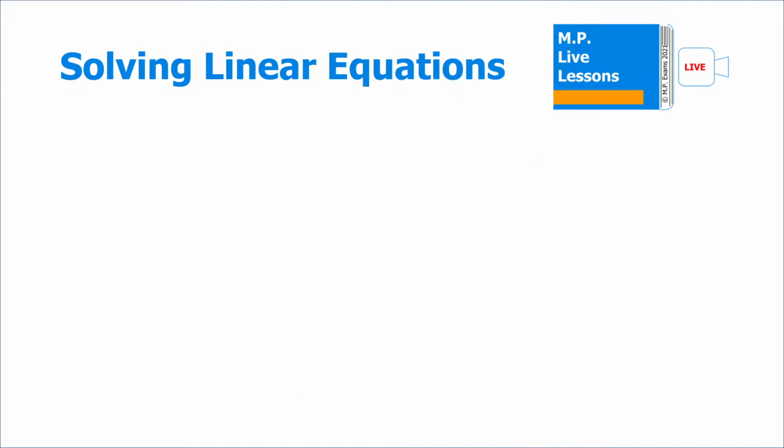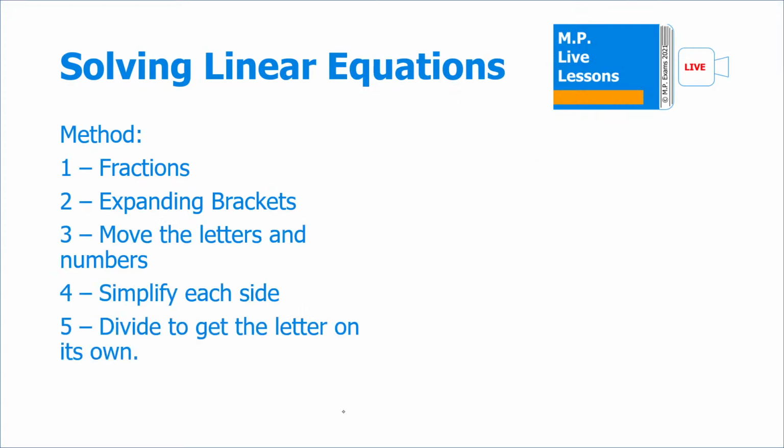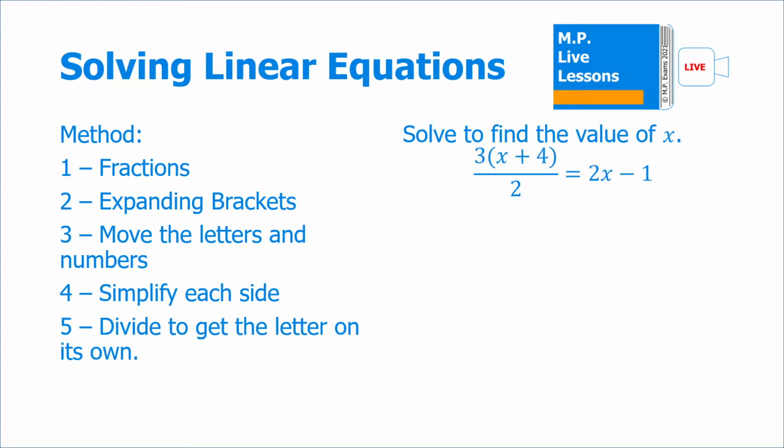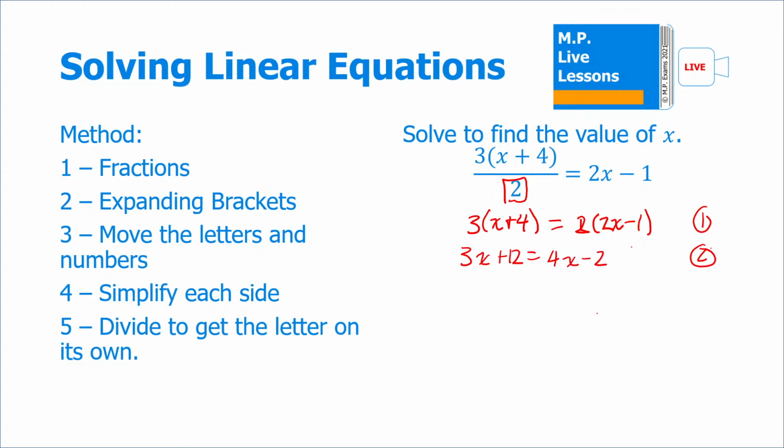And here I've got an example. So I've got the 5 steps again, and solve to find the value of x. We first get rid of our fractions, so we multiply by what's here on both sides. This gets rid of the fractions, we get 3x plus 4, and this side gets multiplied by 2. I expand the brackets, so I get 3x plus 12 equals 4x minus 2.